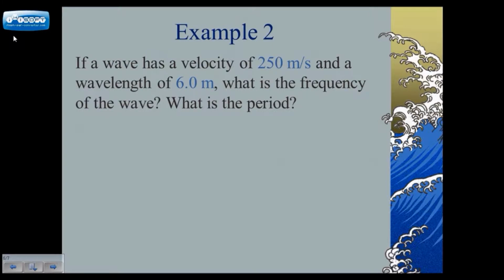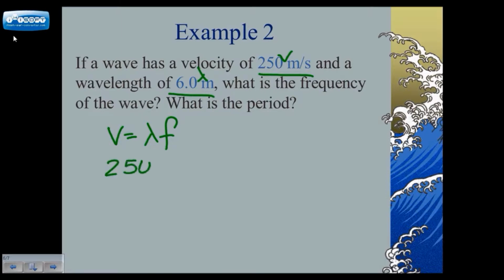So let's do a few examples of that one. If we have a wave that has a velocity of 250 meters per second and a wavelength of 6 meters, what is the frequency of the wave? And also, let's find the period. So we have v equals lambda f. We're given the velocity, which is our v. We're given wavelength, which is our lambda. And so we just plug in.